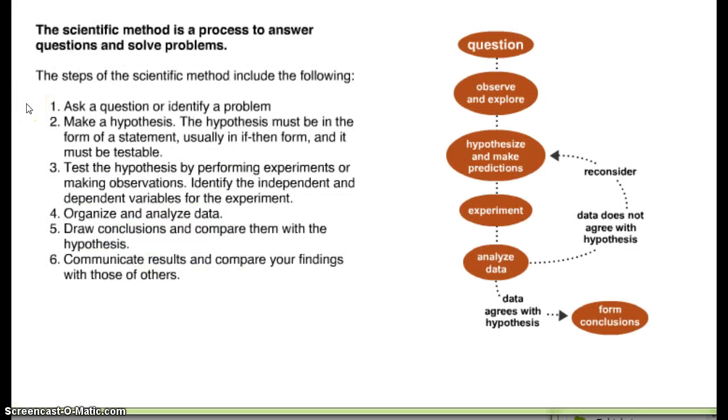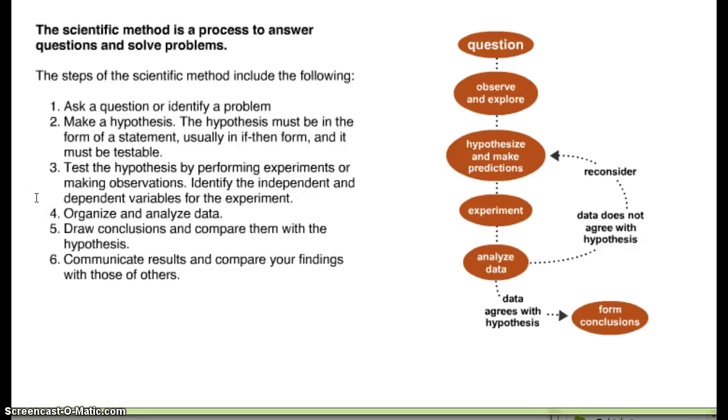The scientific method is a process to answer questions and solve problems. The steps of the scientific method include the following. Ask a question or identify the problem first. Second, make a hypothesis. The hypothesis must be in the form of a statement, usually an if-then form, and it must be tested. If is what you do, then what you think the results will be, and because why you think the results will be such.